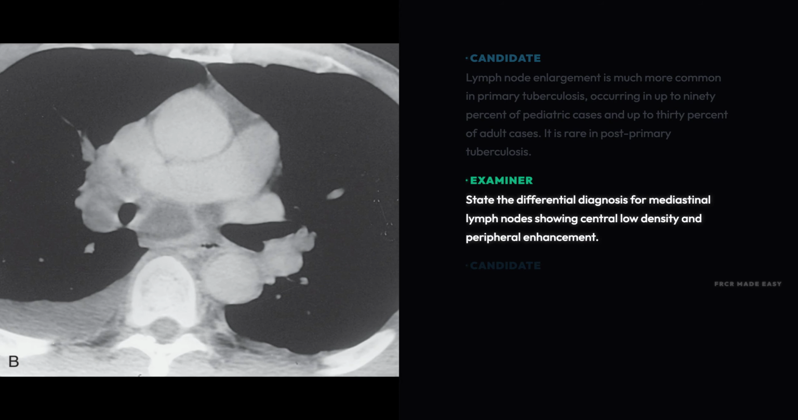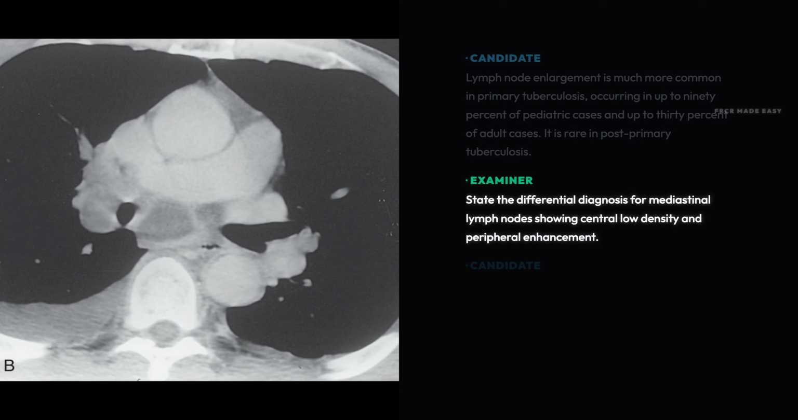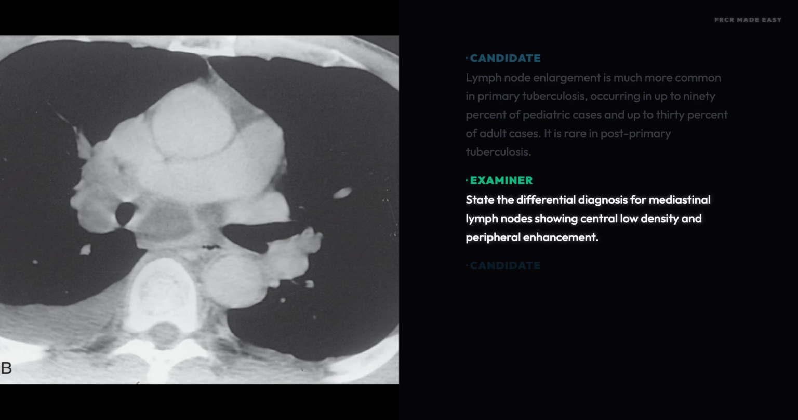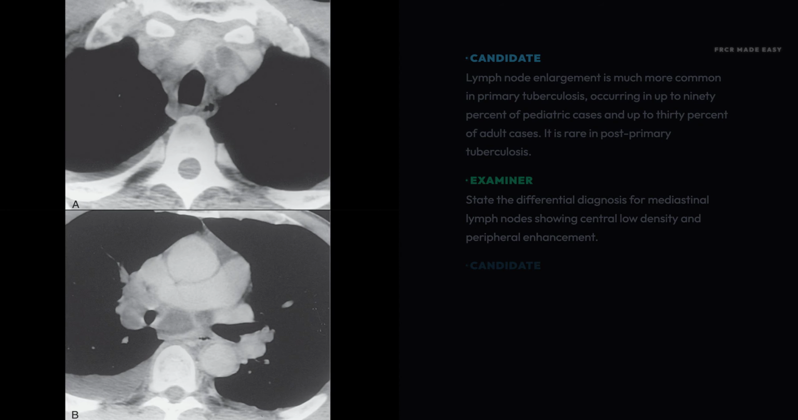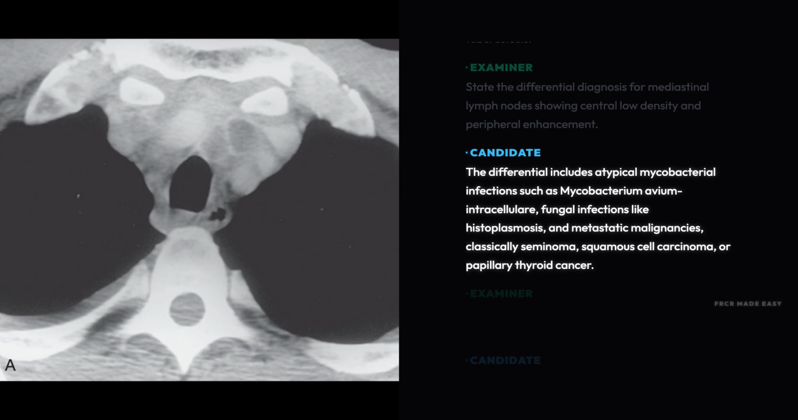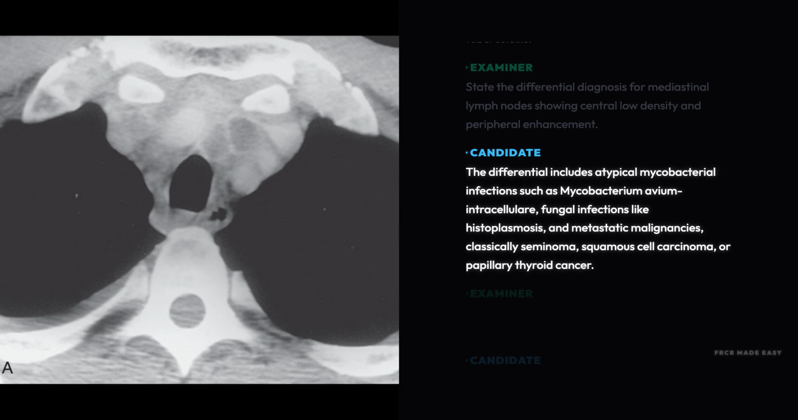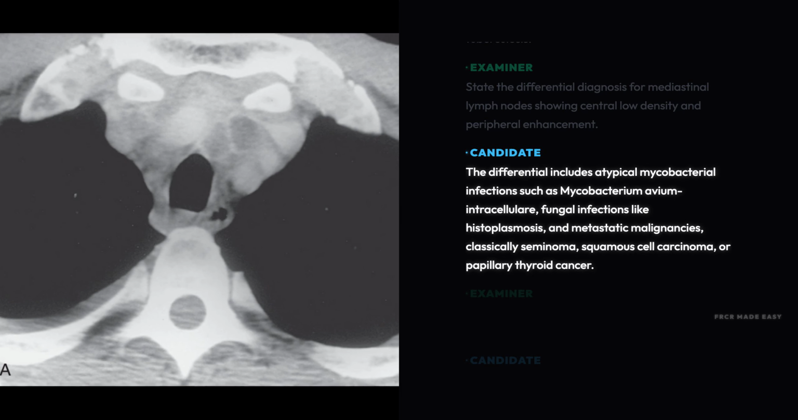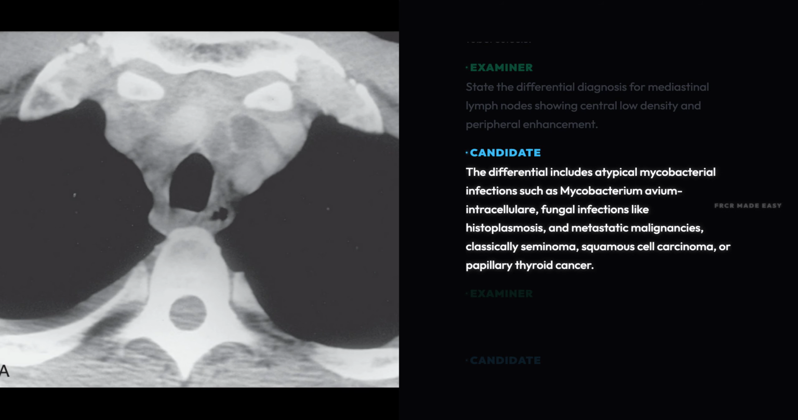State the differential diagnosis for mediastinal lymph nodes showing central low density and peripheral enhancement. The differential includes atypical mycobacterial infections, such as Mycobacterium avium intracellulare, fungal infections like histoplasmosis, and metastatic malignancies, classically seminoma, squamous cell carcinoma, or papillary thyroid cancer.